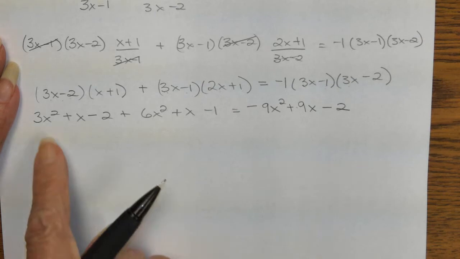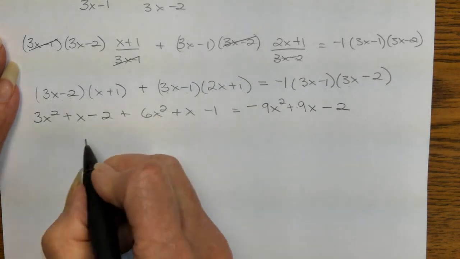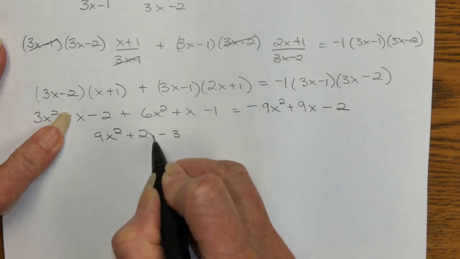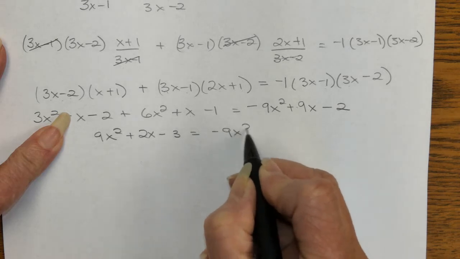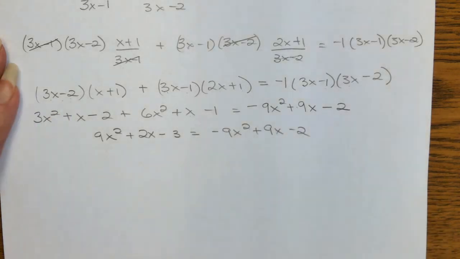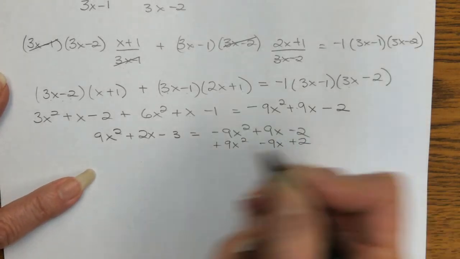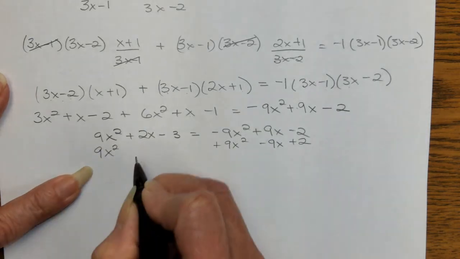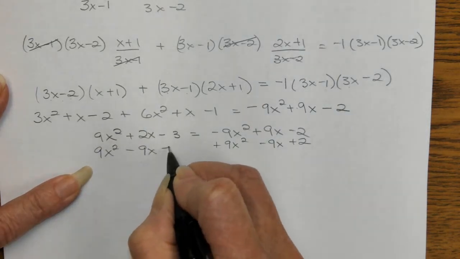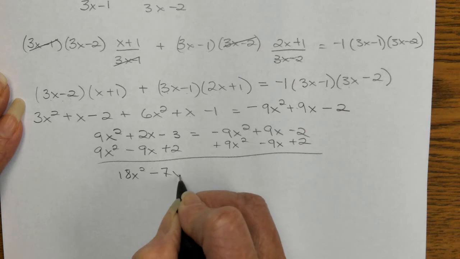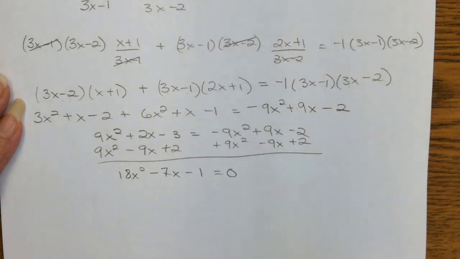Now, let's go ahead and combine the like terms on the left-hand side. So we'll get 9x squared plus 2x minus 3 is equal to negative 9x squared plus 9x minus 2. So all we're looking at here is a quadratic equation. So we need to set one of these sides equal to 0. So let's go ahead and cancel everything off the right-hand side. I think that's going to be a little bit easier. It's going to keep our leading coefficient positive. And then what we're going to have is 18x squared minus 7x minus 1 equals 0.